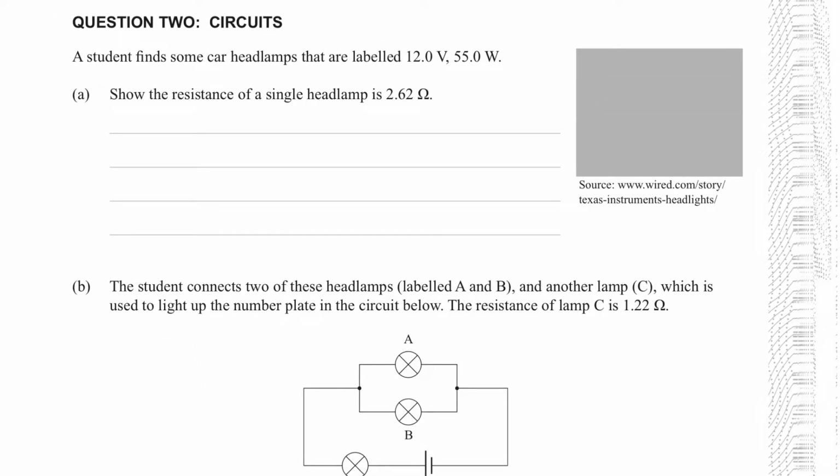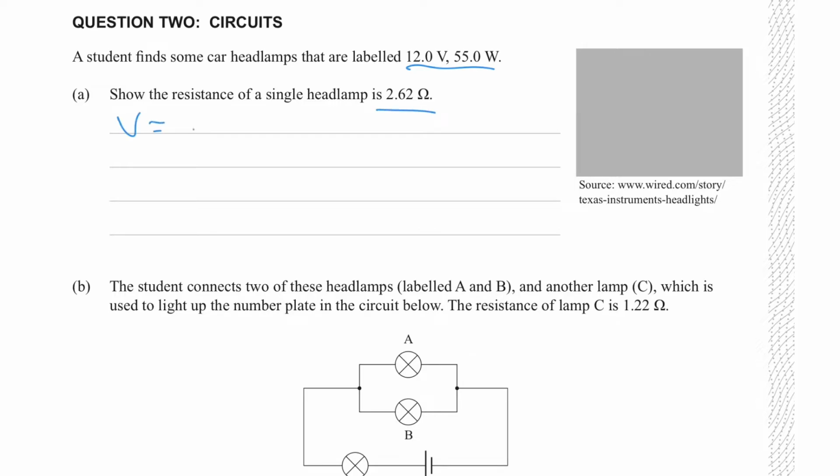Great. That felt like a long question for the first question. Press on. Question 2, circuits. Student finds some car headlamps, 12 volts, 55 watts. Show the resistance of a single headlamp is 2.62 ohms. It's a show question, so you're probably going to use that later. But what have we got?